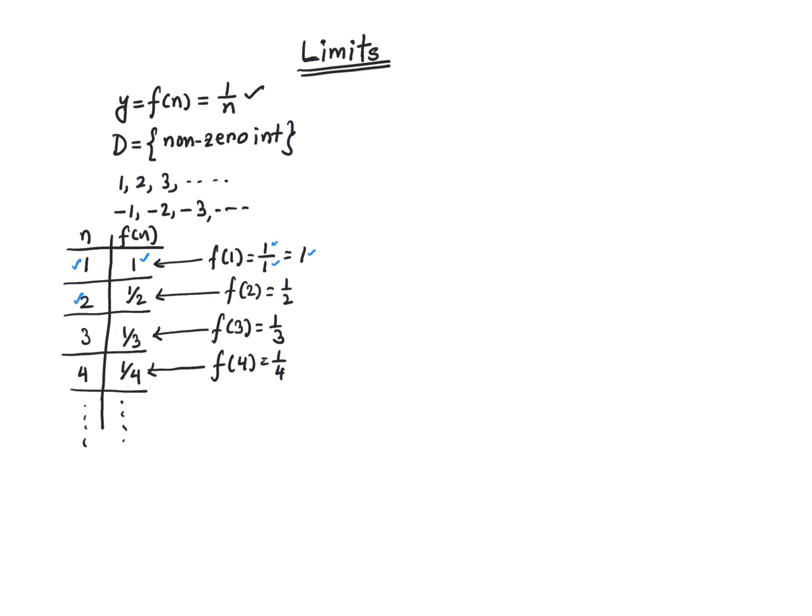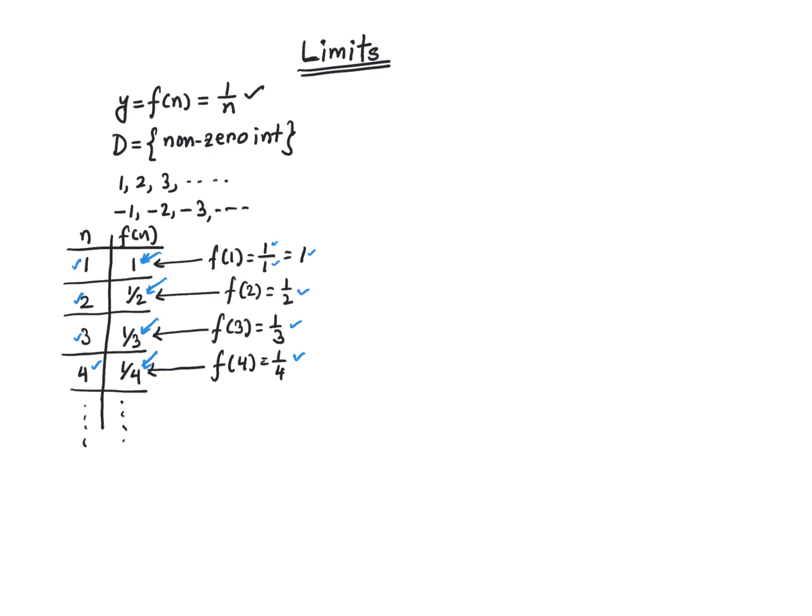n is equal to 2, the function value f of 2 is equal to 1/2. n is equal to 3, f of 3 is equal to 1/3. Similarly, n is equal to 4, f of 4 is equal to 1/4. As n gets bigger and bigger and bigger, what happens to the function value? It gets smaller and smaller and smaller. For example, it starts with 1, then it gets to 1/2, 1/3, 1/4, and if you keep going down, it's going to get smaller.